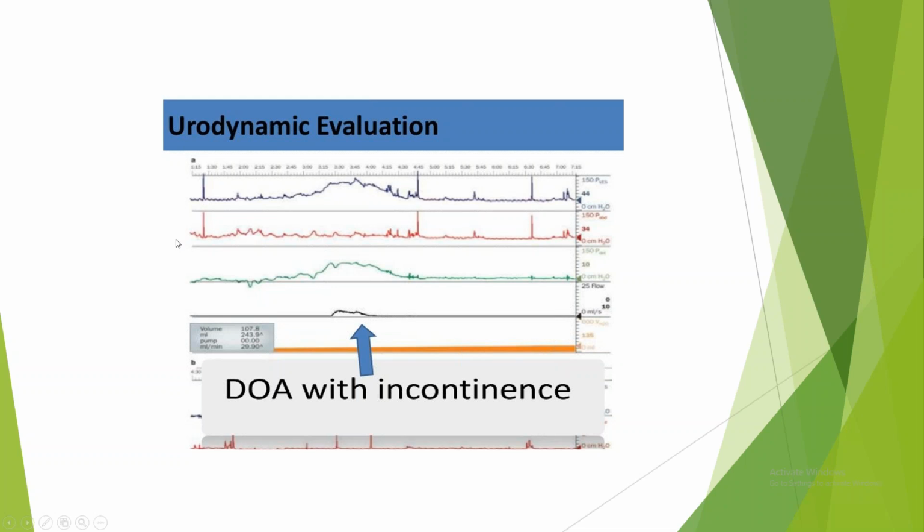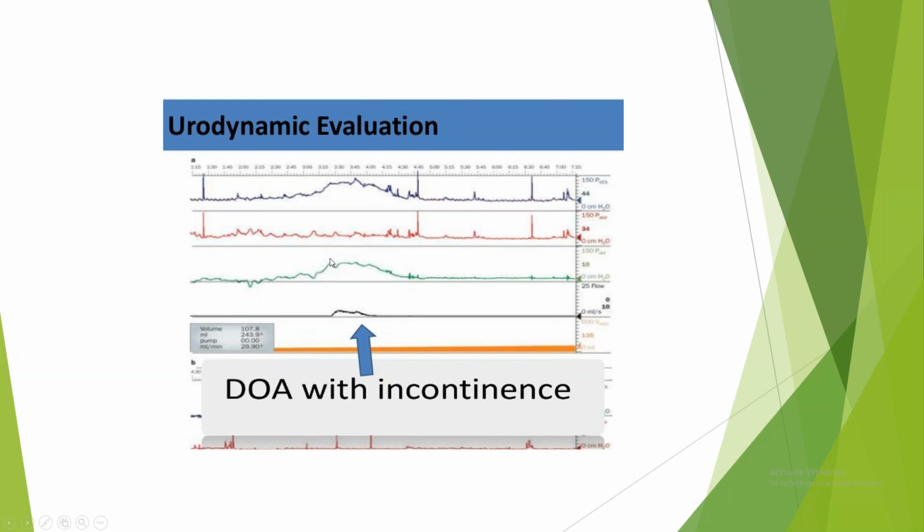Actually, for uroflowmetry they will give only the bell-shaped curve, but this should at least contain filling and voiding phases, both phases. Whenever we are reporting this, first we have to see vesical pressure and detrusor pressure. First is detrusor pressure: is there any rise or not? See, here is the rise.